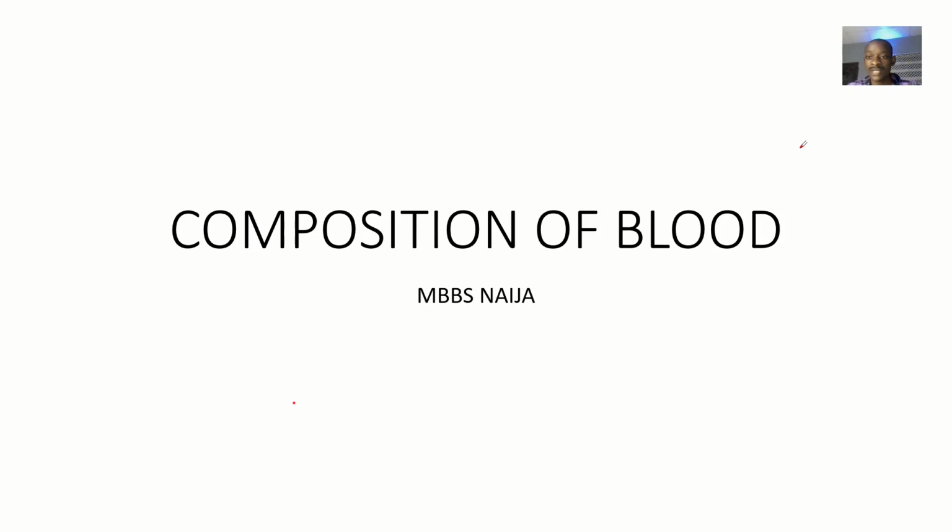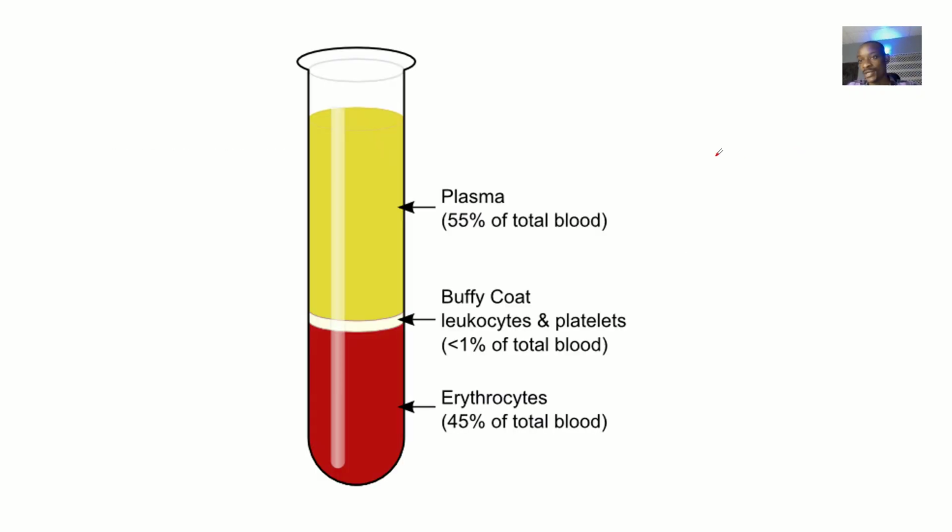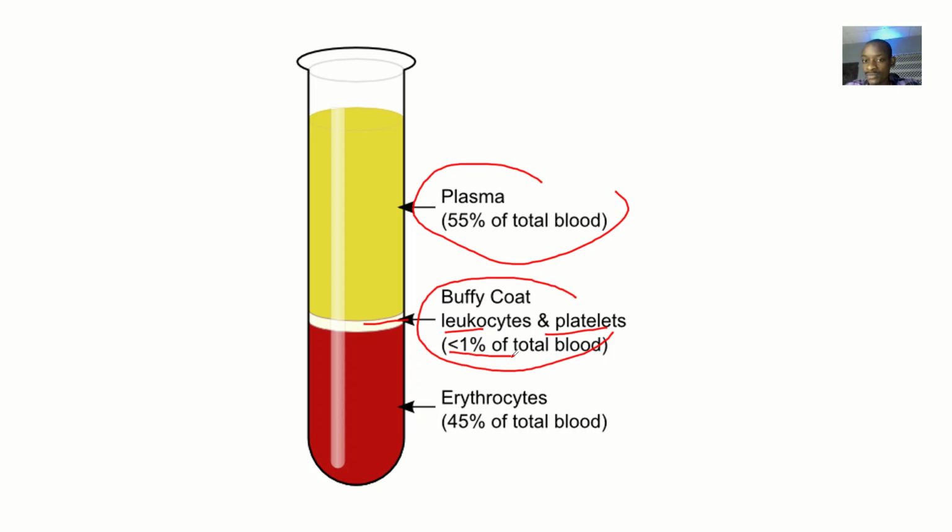So let's quickly look at the composition of blood. This image summarizes everything, where you see that plasma is about 55% of total blood. Then the buffy coat you see at the middle, where in centrifuged blood contains leukocytes and platelets, is just less than 1% of the total blood. Then also erythrocytes, those are the red blood cells. They are about 45% of total blood.